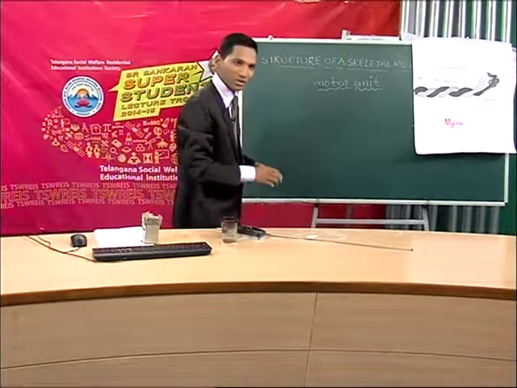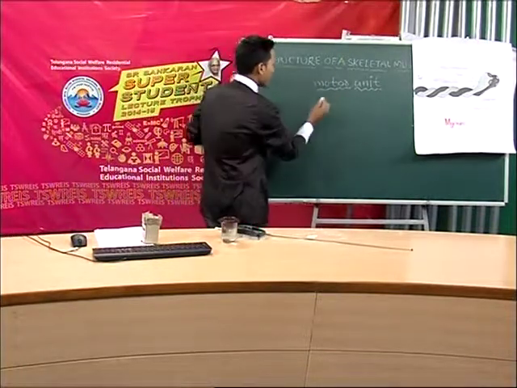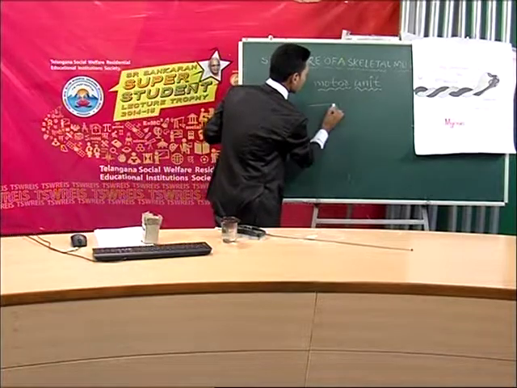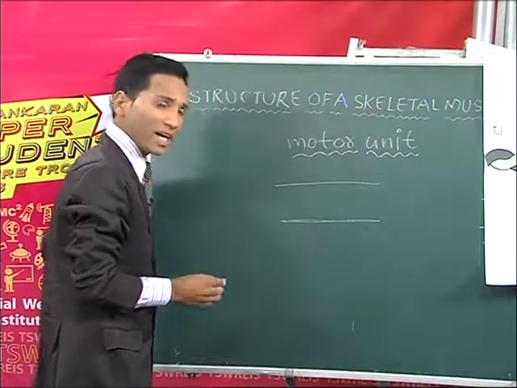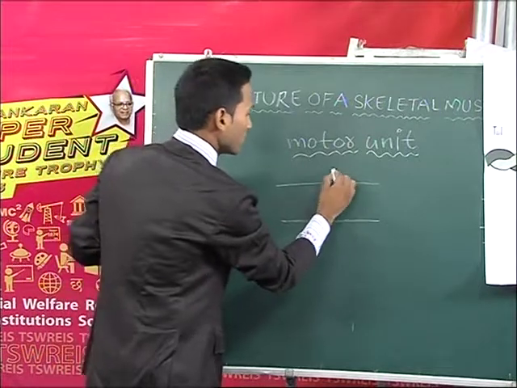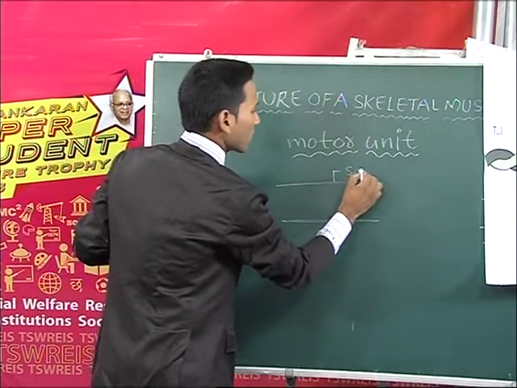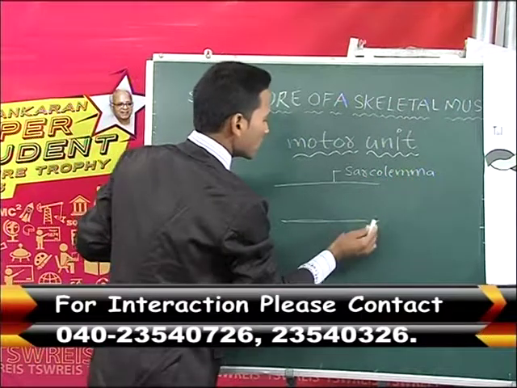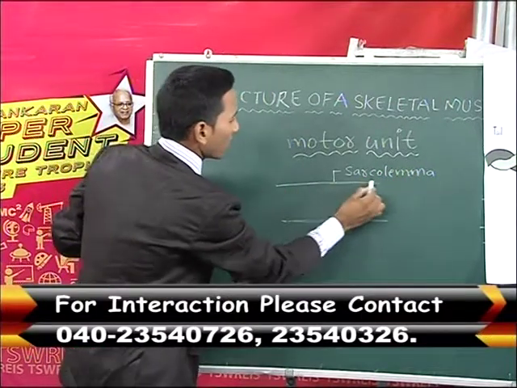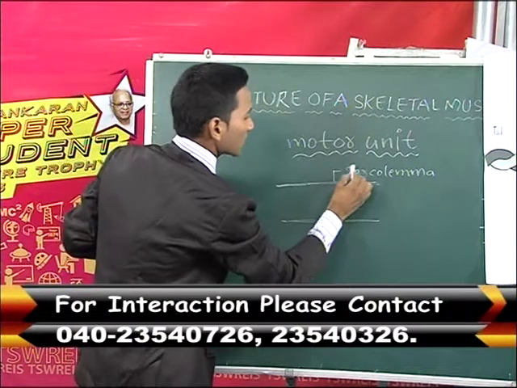Very fantastic question. I will explain. I will clarify your doubt. Okay. So this is a muscle fiber. It is covered by a plasma membrane. So we know that is a sarcolemma. Yes. So each muscle fiber is covered by a plasma membrane, that is the sarcolemma.